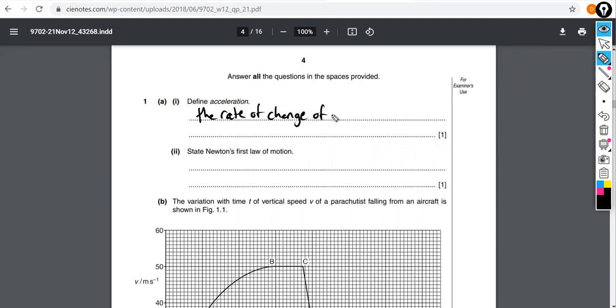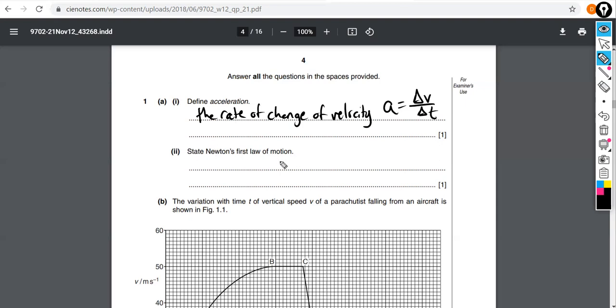The rate of change of velocity is the habit you want to get into for defining things in physics that are rates of change. So acceleration is the change in velocity over the change in time. That's the same as the rate of change of velocity. It's better to write it out in words like this than to leave it as an equation. If you write the equation, then you need to say where a is acceleration, v is velocity, and t is time, and make sure you explain everything, define each variable.